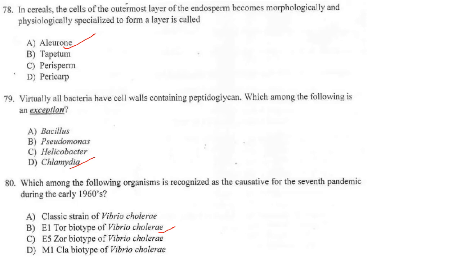Virtually all bacteria have cell walls containing peptidoglycan. Which among the following is an exception? So Chlamydia is an exception. Then which among the following organisms is recognized as the causative agent for the 7th pandemic during the early 1960s? So it is El Tor biotype of Vibrio cholerae. Answer is option B.